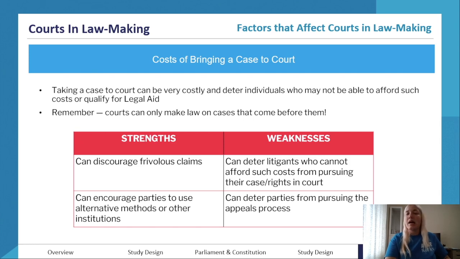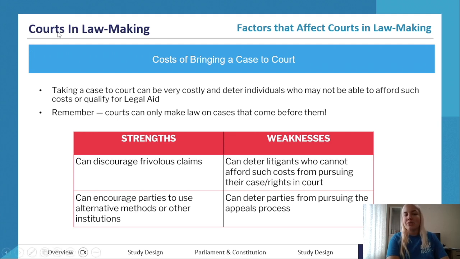But this is really a big flaw, because courts can only make law on cases that come before them. Courts cannot develop precedent or complete statutory interpretation or interpretation of the Constitution if that case isn't coming to them in the first place as part of the dispute.